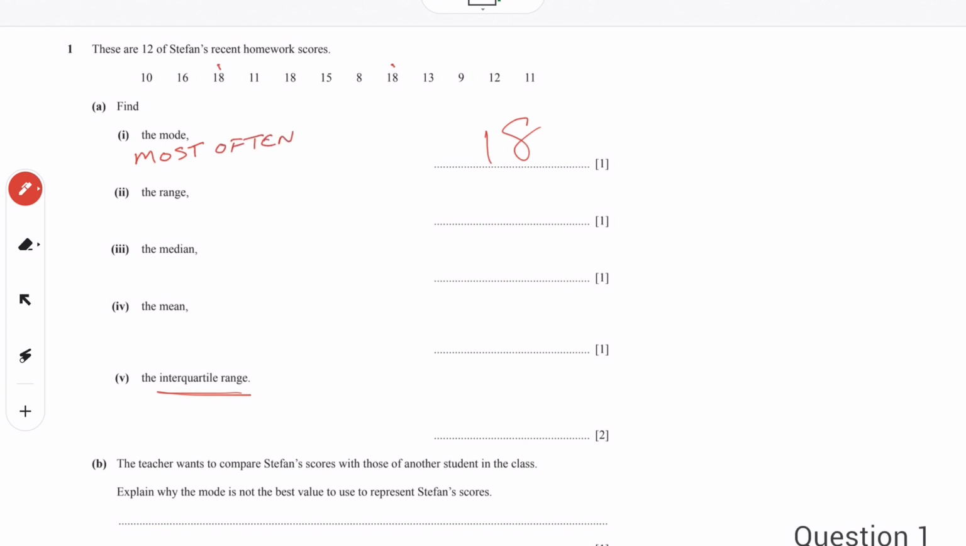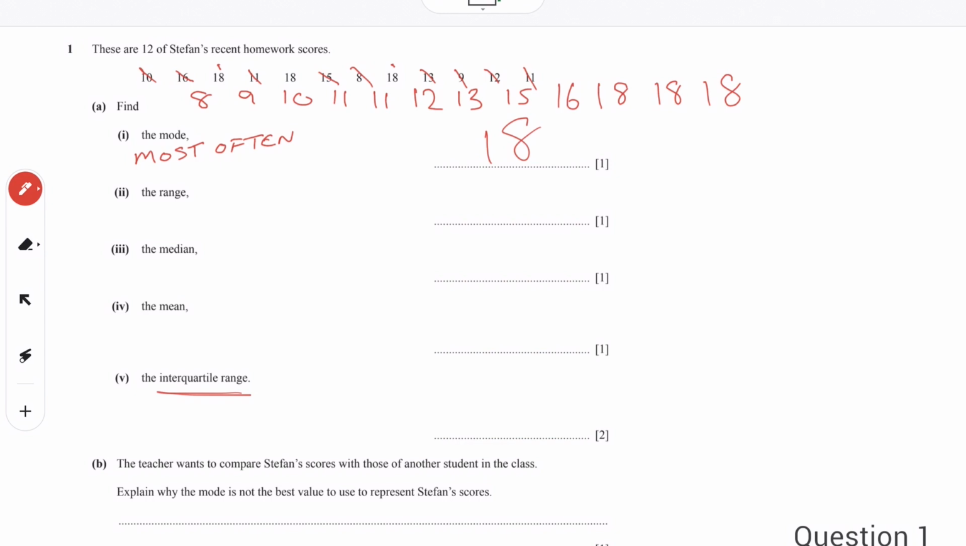Okay. Now the range is the biggest number, take away the lowest number. Well, what I'm going to do first of all is put these into order. So let's start with number 8. Cross that out. Number 9. And then there are 3 18s. No 17, but 3 18s. 18, 18, and 18.